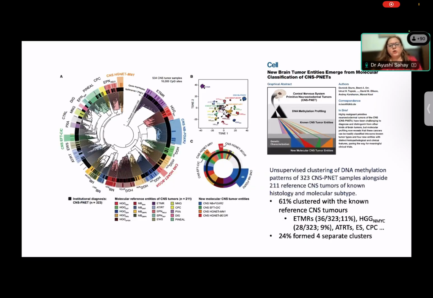Then subsequently, around the same time, there was also a very seminal paper in which there was a terminology in CNS called CNS-PNET, primitive neuroepithelial tumor of the CNS. In that, any kind of tumor that was a small round blue cell tumor outside the posterior fossa was all called CNS-PNET by the pathologist till then.